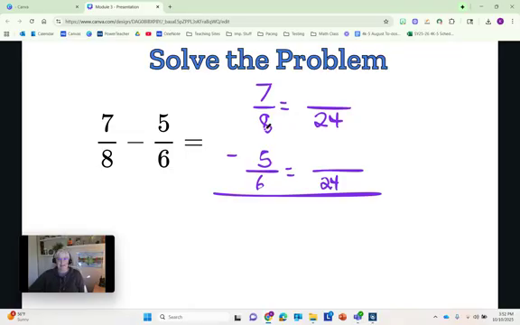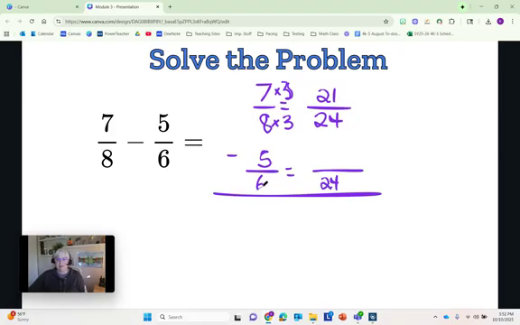All right, to get from 8 to 24, we multiplied 8 times 3. Whatever you do to one part of a fraction, you need to do to the other. 7 times 3 is 21. 7/8 is the same as 21/24.